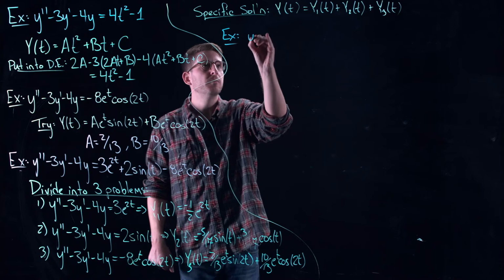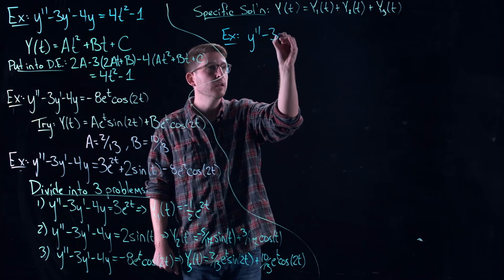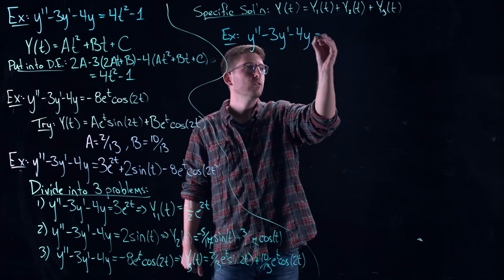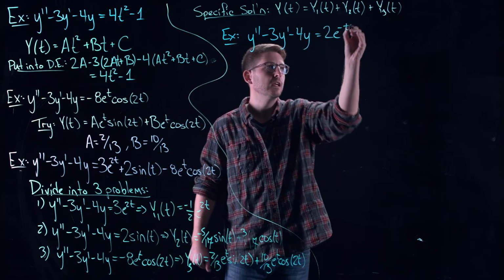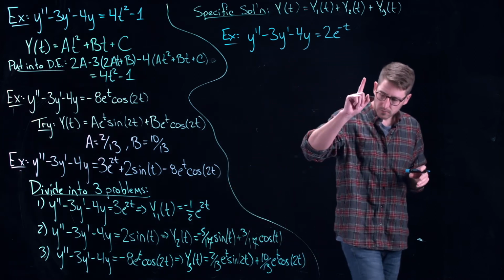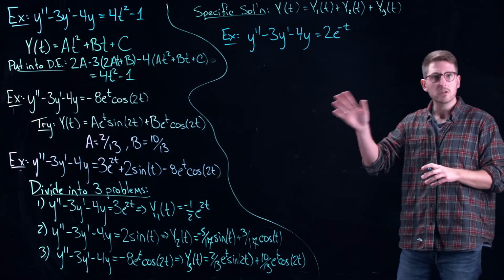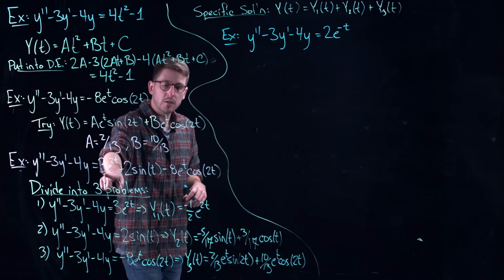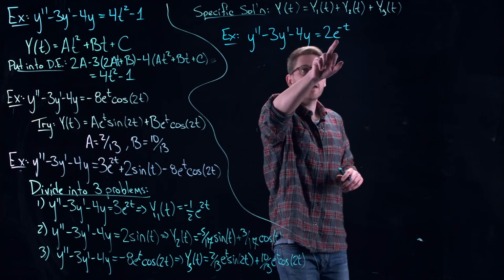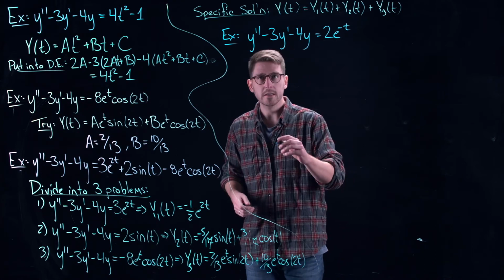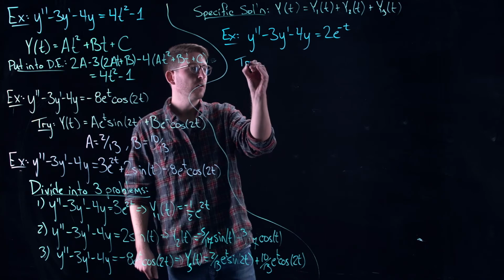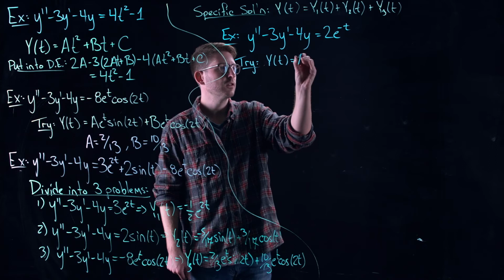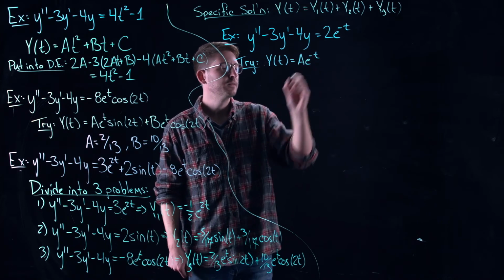I throw you a bit of a curveball. Y double prime minus 3y prime minus 4y is equal to 2e to the minus t. Now the first thing that goes through your mind, you say, Jason, that's no issue for me. I know how to do this, right? This is just like the first example we did. I'm going to use y of t is equal to e to the at. Let's say y of t is equal to a e to the minus t.